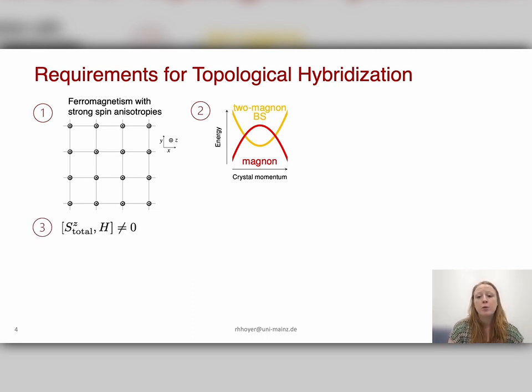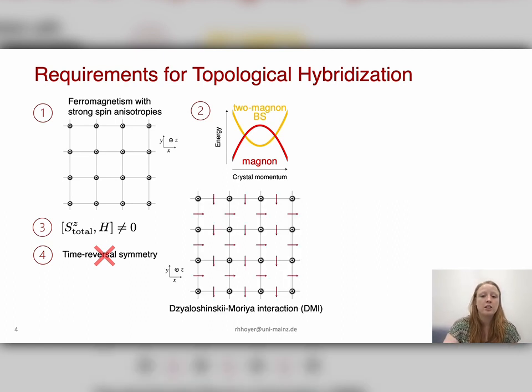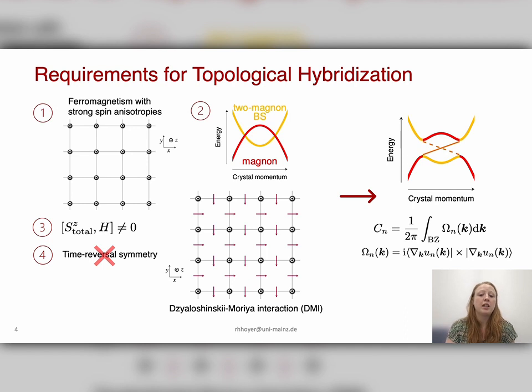To open a band gap, we need to break spin conservation. To make the band gap topologically non-trivial, so that it can host edge states, we additionally have to break an effective time reversal symmetry. We achieve both of these points by including an antisymmetric exchange interaction, the Dzyaloshinskii-Moriya interaction. These 4 steps are necessary to open a topologically non-trivial anticrossing in the dispersion relation of our system, meaning that edge states are able to appear. The bands are being equipped with a Berry curvature, which is this object omega here, which is used to describe a topological invariant called the Chern number.